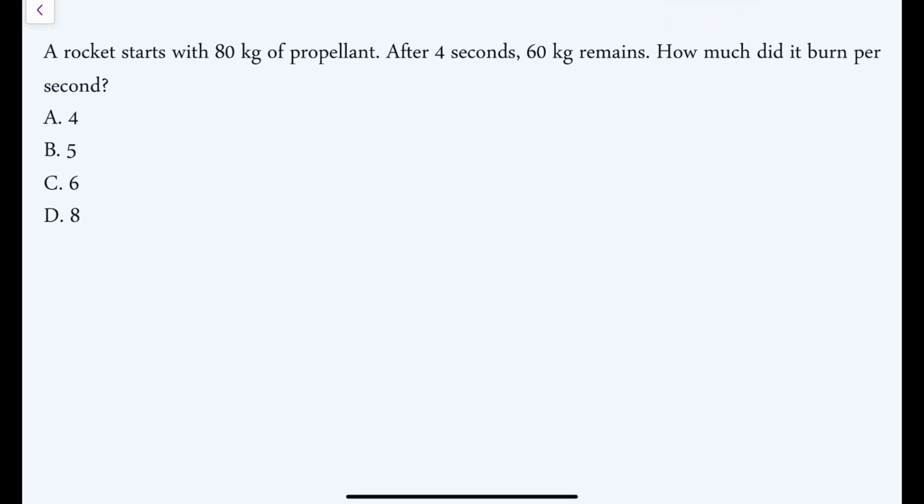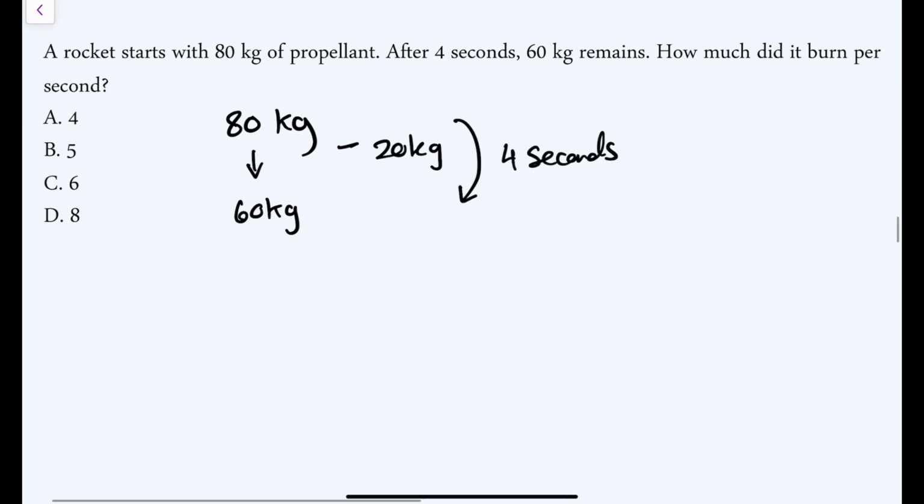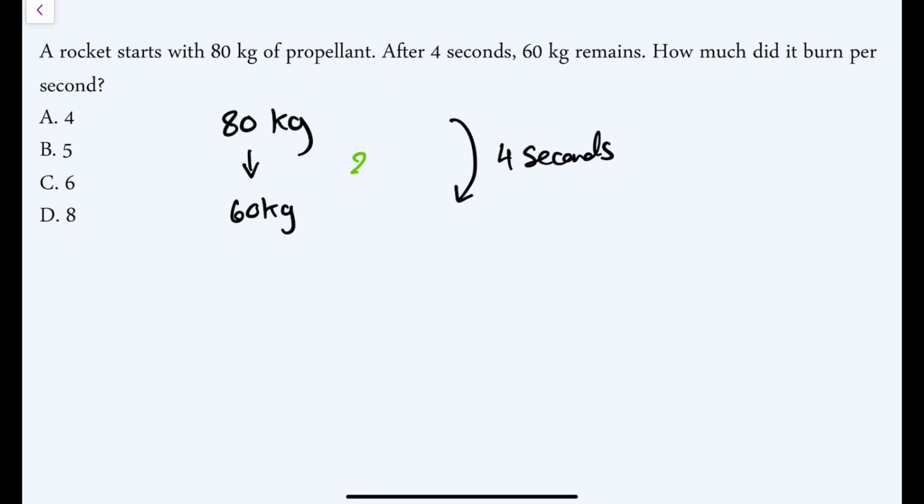A rocket starts with 80 kilograms of propellant. After 4 seconds, 60 kilograms remain. How much did it burn per second? Okay, so from 80 kilograms, after 4 seconds, we drop down to 60 kilograms. So there's a decrease of 20 kilograms in 4 seconds, right? So the change is 20 kilograms. So 80 minus 60 is equal to 20 kgs in 4 seconds.